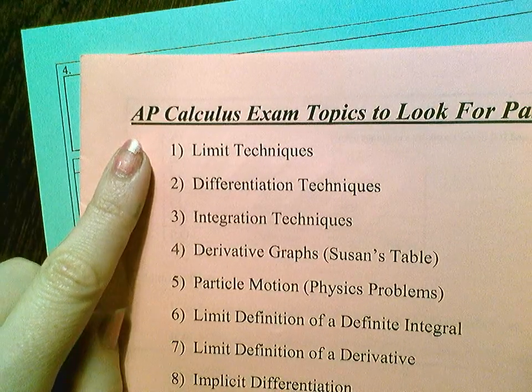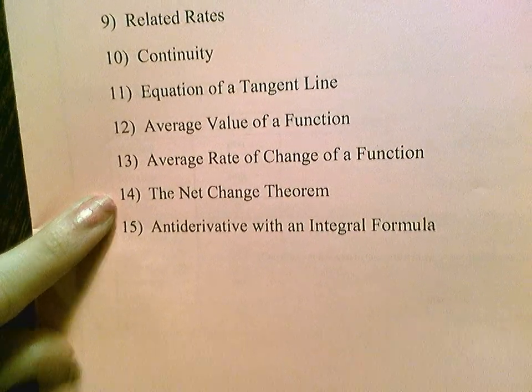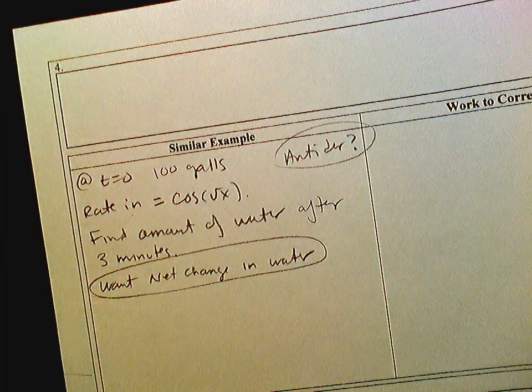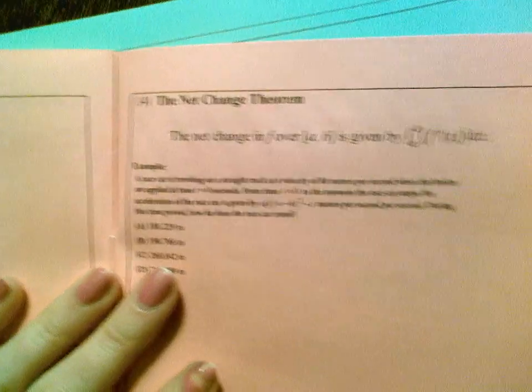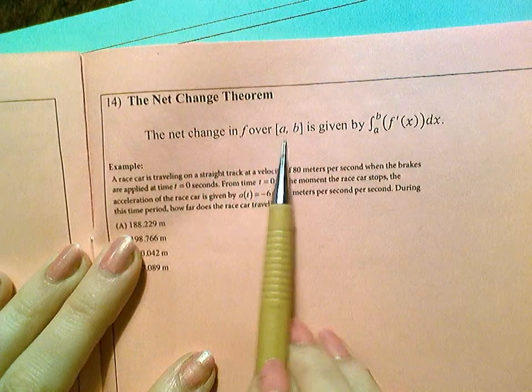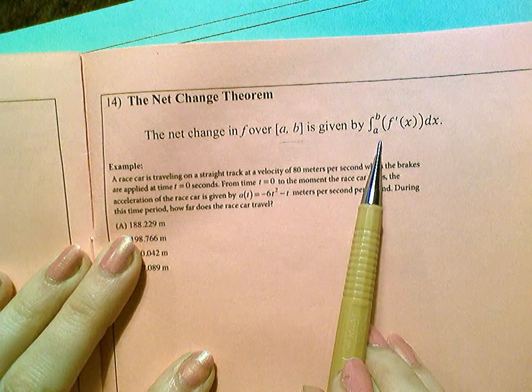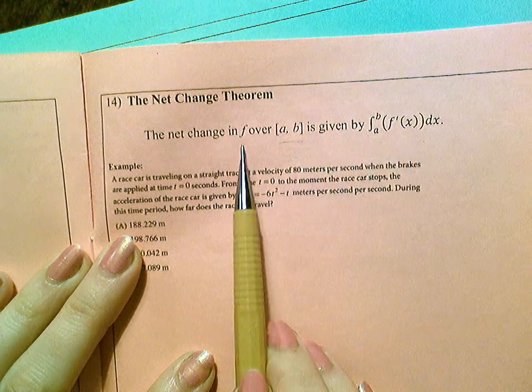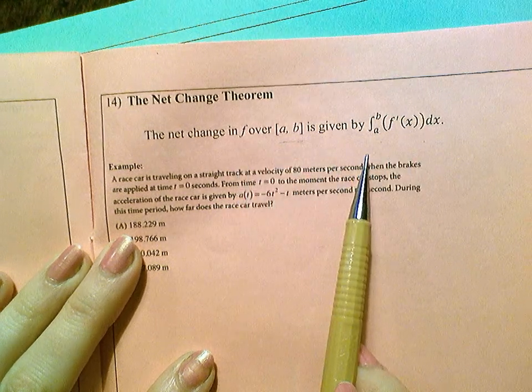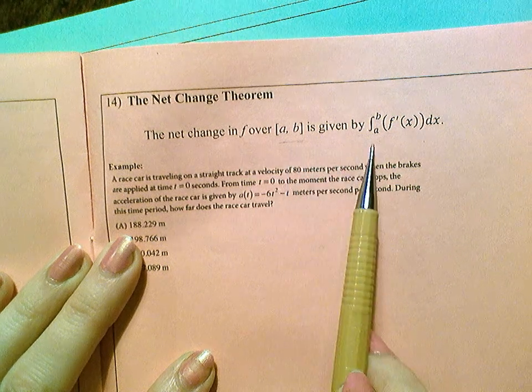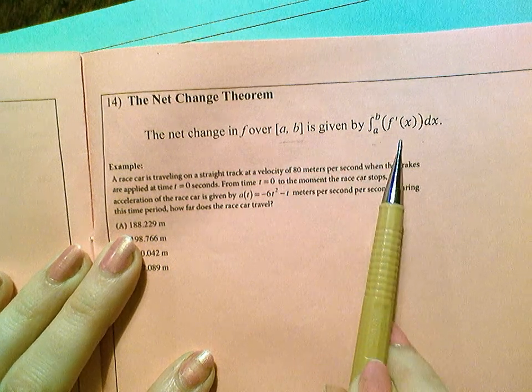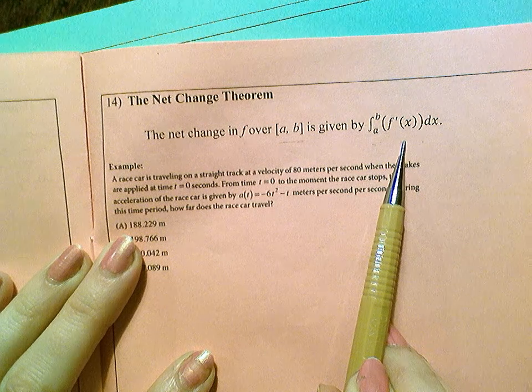And if you look at the AP Calculus exam topics to look for, part 1, all the way down here, there's something called the net change theorem. And here it is. The net change of F over an interval is given by this. So if you want the change of something over an interval, you take the integral of its rate of change. So that's what I'm going to use.